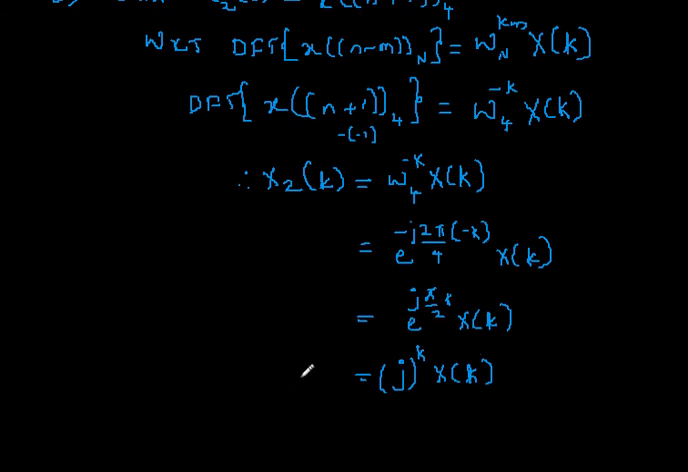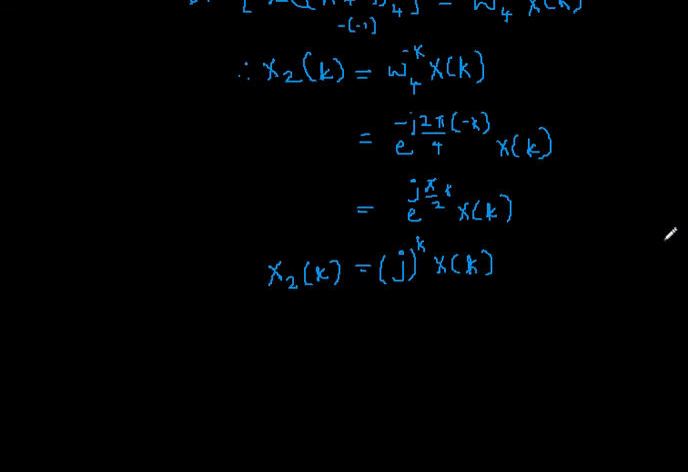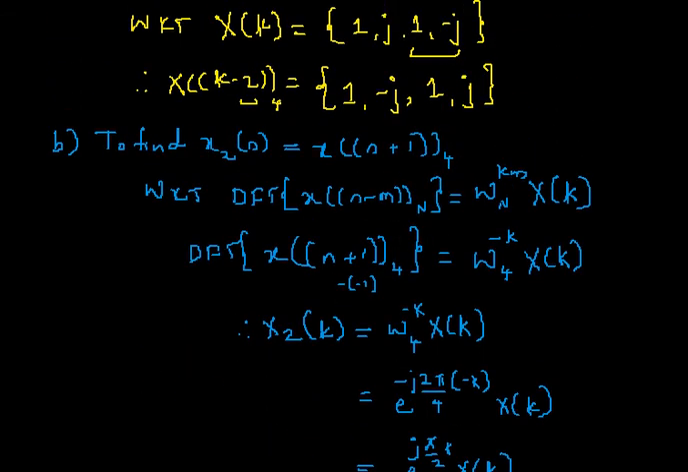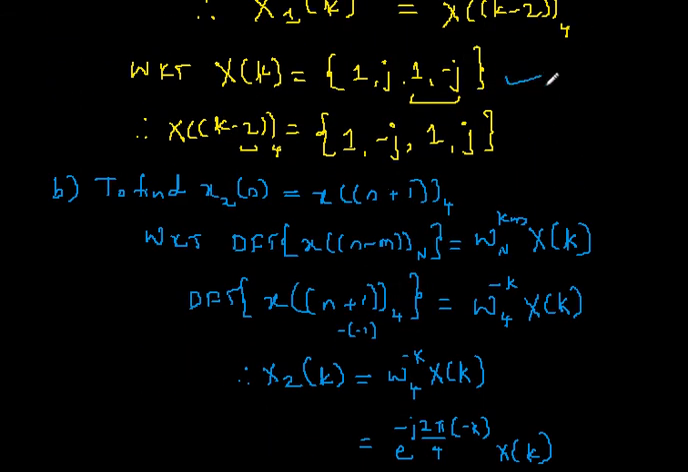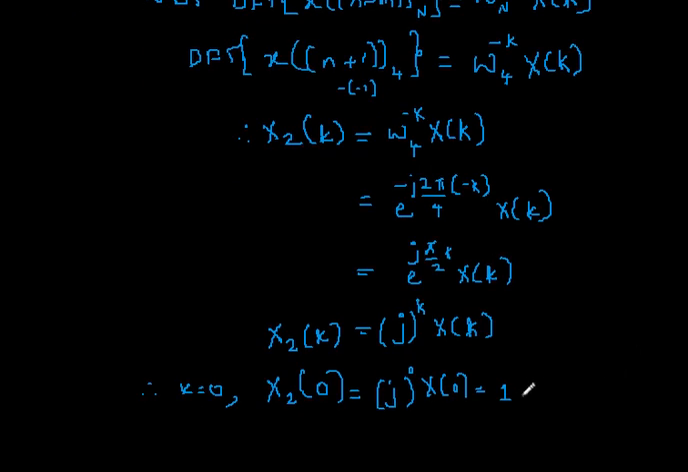So this is how I get the final expression for x2 of k. Once we get this, I can put the values k equal to 0 to 3 and find the different sequences. For k equal to 0, I get x2 of 0, so just put in the expression j to the power 0 times x of 0. j to the power 0 is 1, and x of 0 is given in the numerical as 1. So 1 into 1, I will get 1.